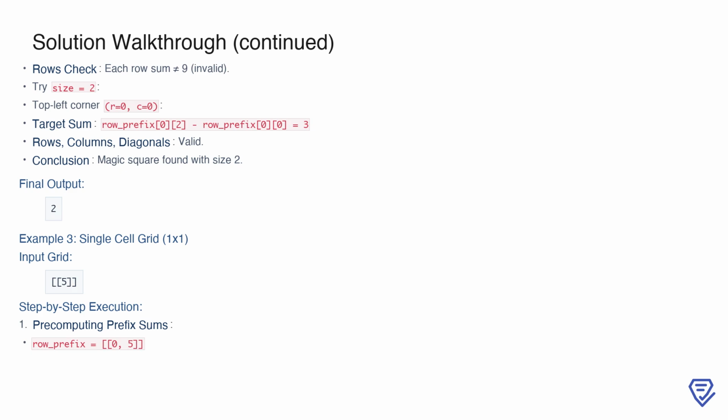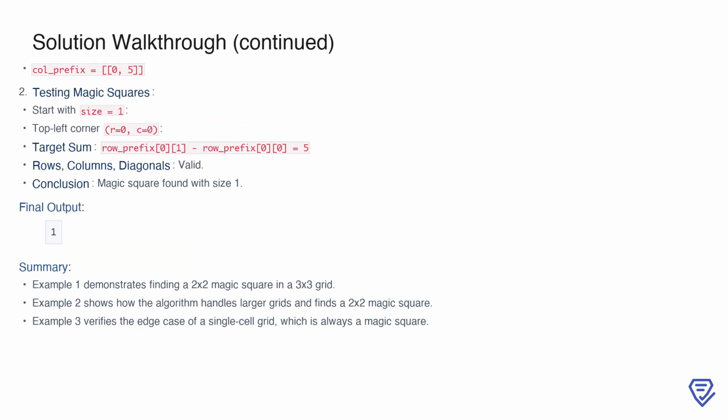This example illustrates how the algorithm systematically tests subgrids of decreasing size until a valid magic square is found or all possibilities are exhausted. In the final example, we consider a single-cell grid with the value 5. The prefix sums for both rows and columns are simple, row_prefix equals 0, 5, and col_prefix equals 0, 5. Testing a size of 1, the target sum is 5, which matches the single value in the grid. Since there are no other rows, columns, or diagonals to check, the algorithm concludes that this grid is a magic square of size 1.